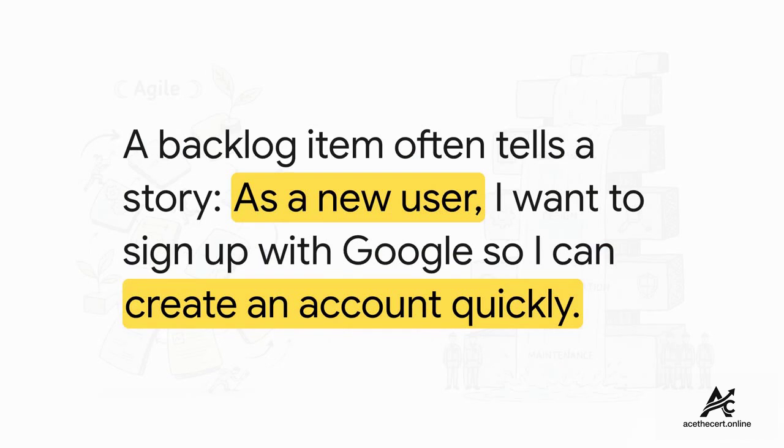So let's go back to that mobile app we were talking about. An item on the backlog is often written as what's called a user story. So for example, as a new user, I want to sign up with Google so I can create an account quickly. See how that format keeps the focus squarely on the user and what they're trying to achieve? It's all about the value.